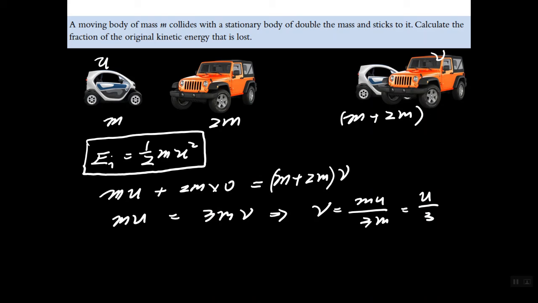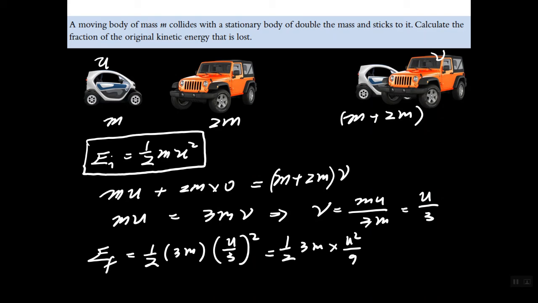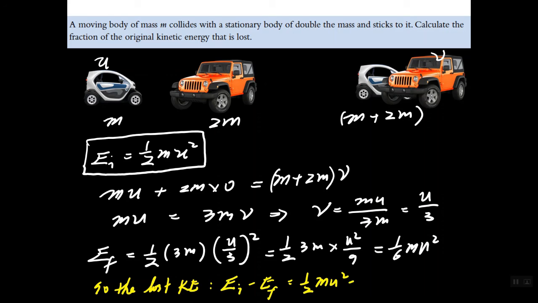Total kinetic energy after the collision is 1/2 times total mass 3m, times the velocity after collision, u over 3, squared. We get 1/6 m u squared. So the lost kinetic energy equals initial kinetic energy minus final kinetic energy. That is 1/2 m u squared minus 1/6 m u squared. That gives us 1/3 m u squared.